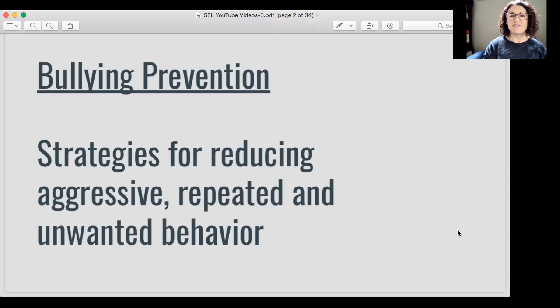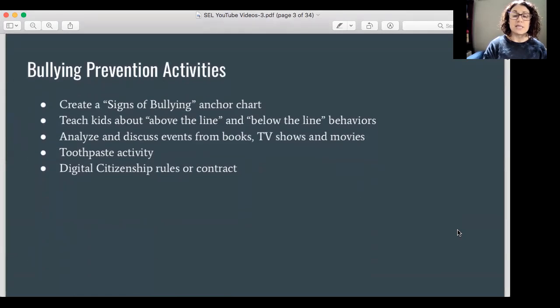In fact, as far as our activities go, one is helping kids understand the difference between bullying and some of those other not so great behaviors, right? When kids are just picking on each other. Again, not that those behaviors are okay, but helping them understand where it crosses the line into bullying is going to be important. So you can create a poster or an anchor chart with the signs of bullying, focusing on those key words I just talked about: the repeated nature of the behaviors, that it's unwanted, it's aggressive.